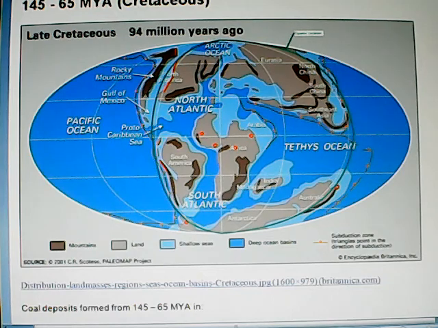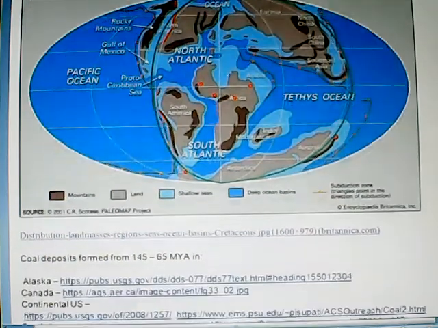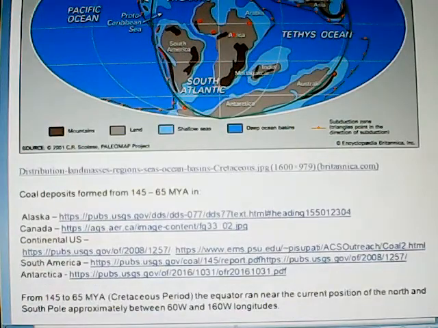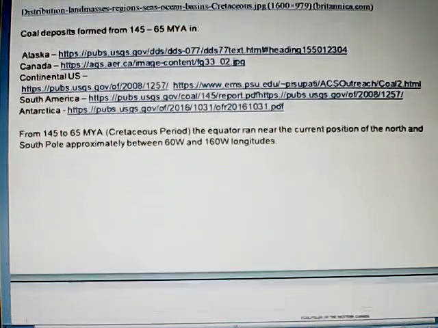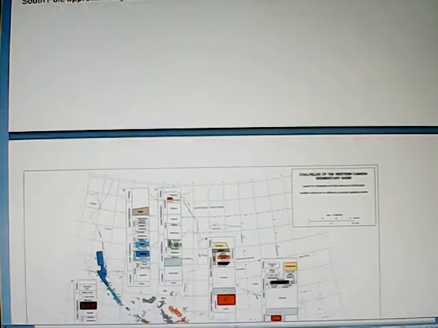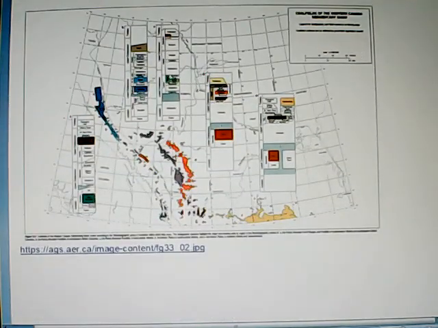I'm not sure whether the Earth was laying on its side, if the North Pole and South Pole were kind of like Venus currently. And coal deposits formed in Alaska, Canada, continental U.S., South America, Antarctica. The equator ran near the current positions of the North and South Pole. Here are coal deposits up in Canada, showing the different ages.